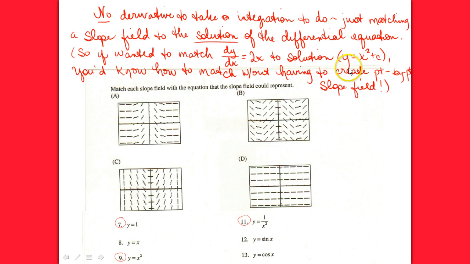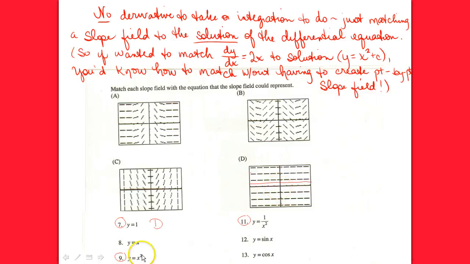And we'll actually catch that one down here in number 9 in just a second. So basically we would know how to match without having to create a point-by-point slope field. All right, so let's look at number 7. Which one of these could be the slope field that goes with y equals 1? Well, y equals 1, of course, is a horizontal line. So the only one of those that could match would be D.